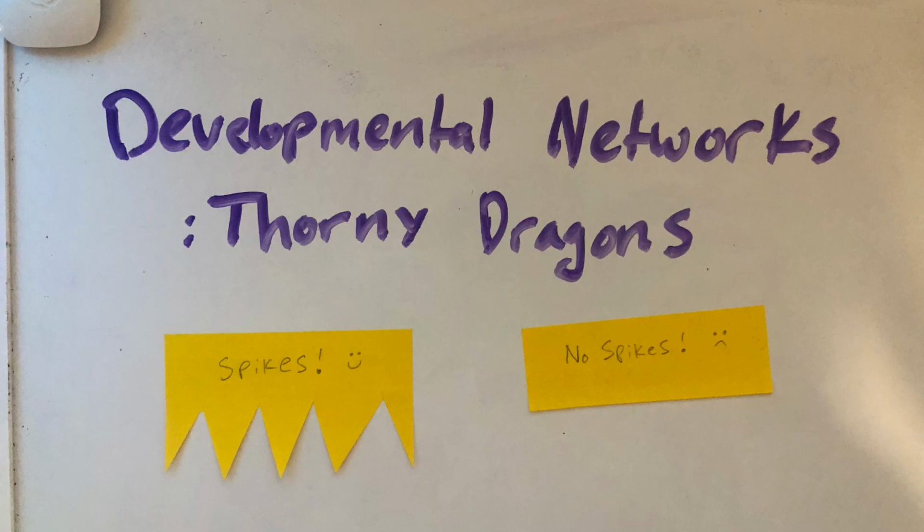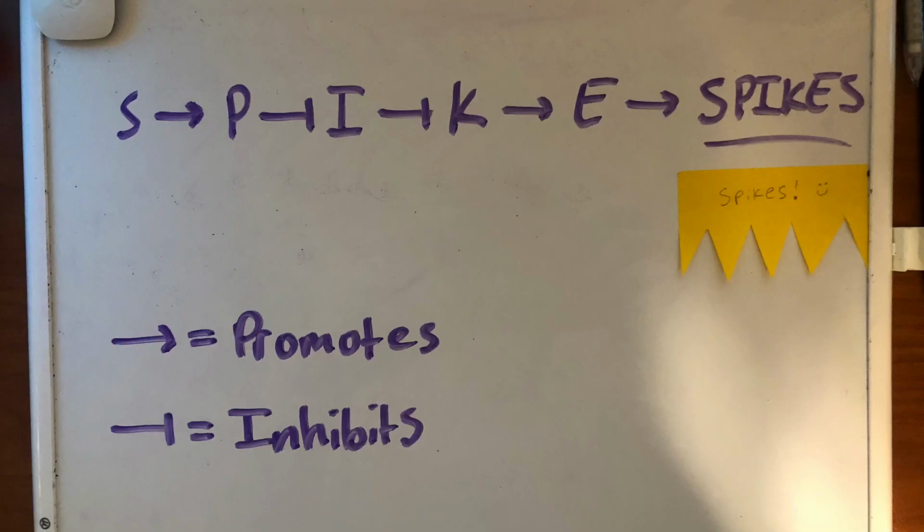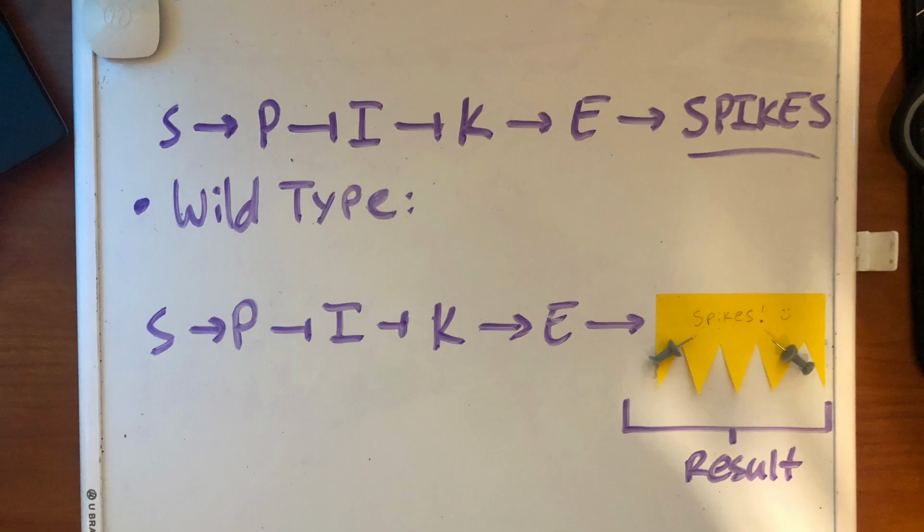In this video, I'll be covering developmental networks. A developmental network is a series of enzymatic interactions that can lead to a phenotype. And in this case, we have thorny dragons, and their phenotype is spikes. Here are several examples about how developmental networks can be used to show the phenotype being expressed or not.